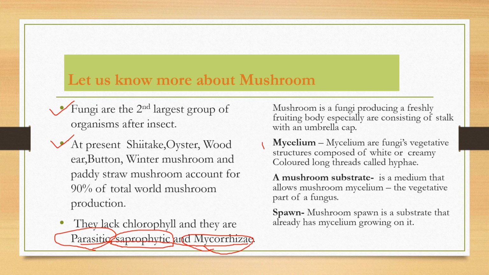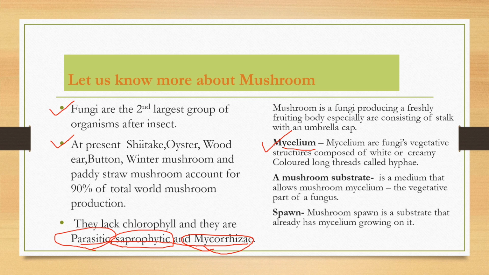Next we see mycelium. Mycelium is the fungus's vegetative structure composed of white or creamy colored long threads called hyphae. Mycelium is asexual until it joins with another mycelium and grows on an organic substance. After uniting, the two mycelia can form a fruiting body which creates a mushroom.